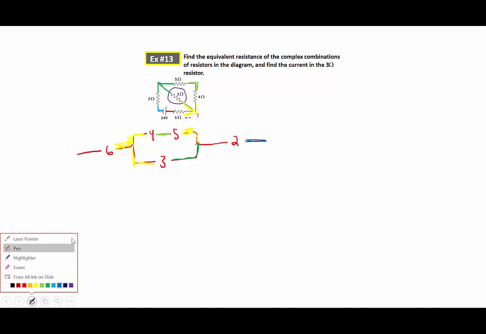Okay, so there's my 2, and I think I've got something weird here. Okay. Alright, so what I need to do now is find the equivalent resistance total. To do that, I'm going to simplify the circuit and try to break out and simplify some things.